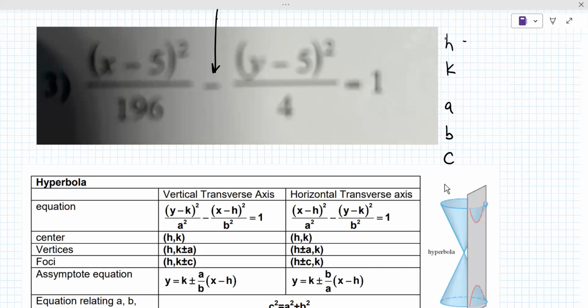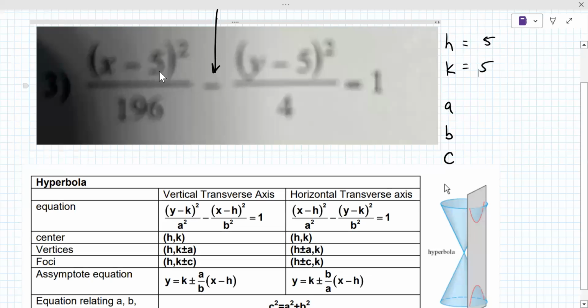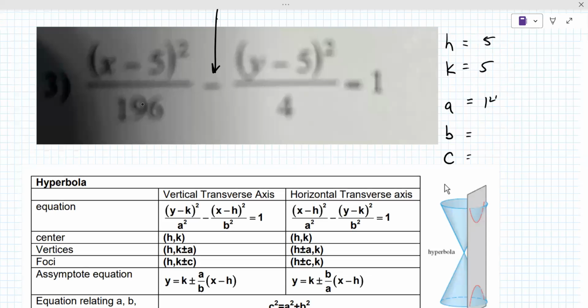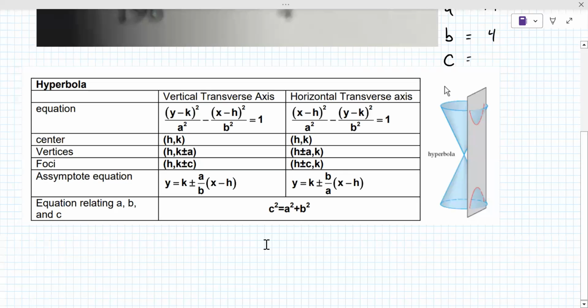So in this problem, H and K are 5. Notice H is always associated with X, K is always associated with Y. And then A, B, and C, as mentioned previously, A is always in front of the first one. 196 square root is 14. Square root of 4 is 4. And then C, you have to know this relationship. That's the Pythagorean theorem.